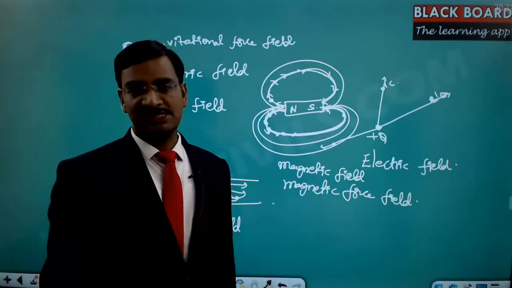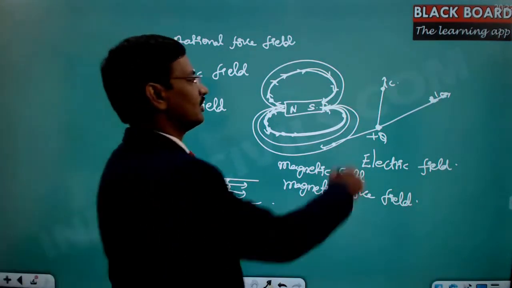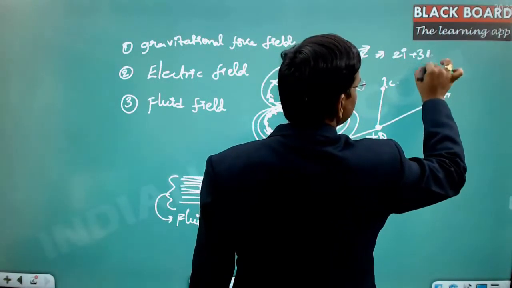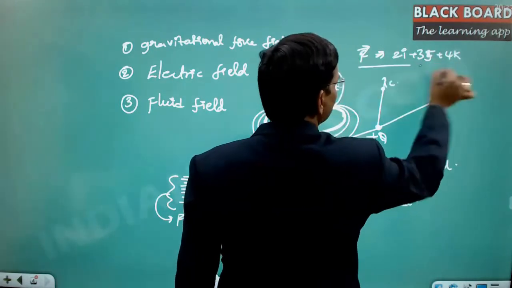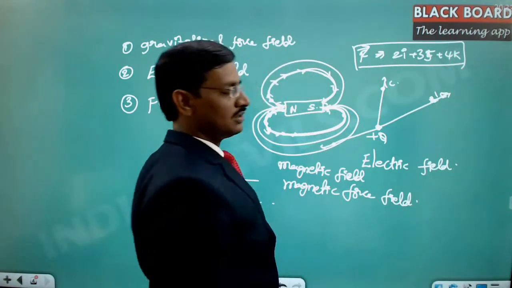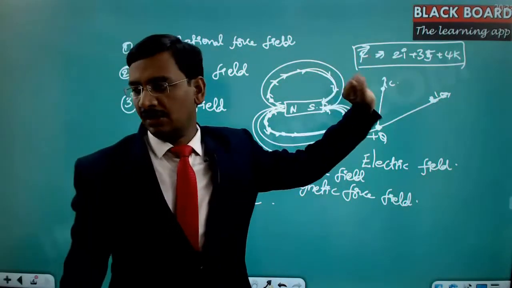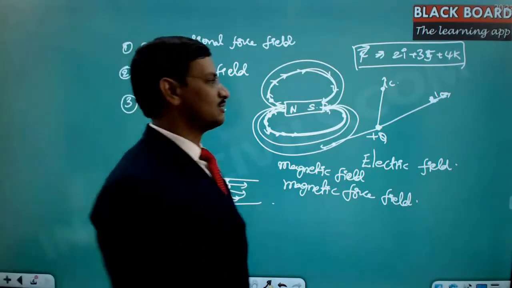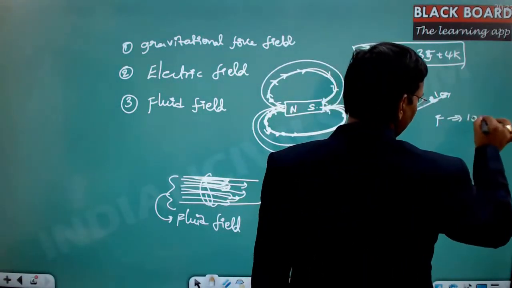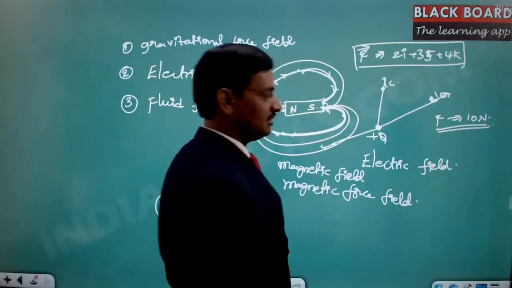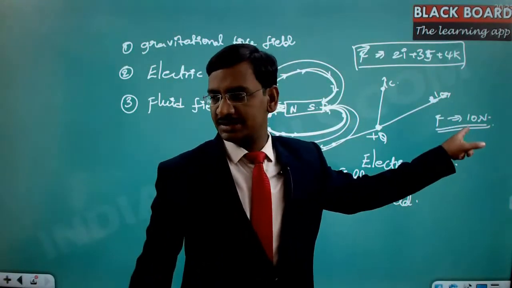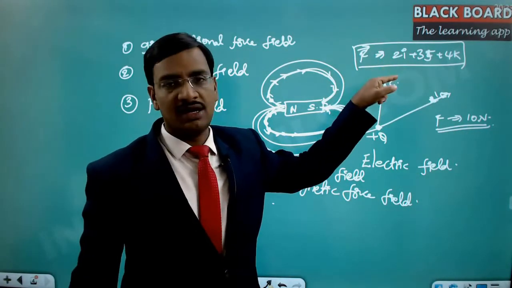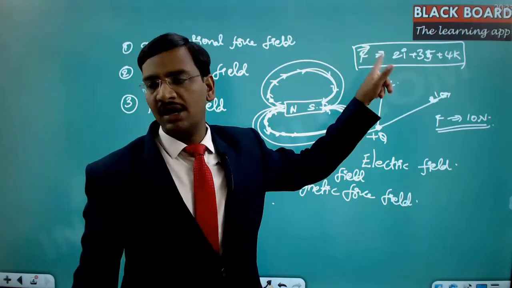Now, how do we express this field? Till now, whenever we talk about force, we used to express it as 2i plus 3j plus 4k. This is the magnitude and direction of the force, both comprehended in this particular vector. Initially, in 9th standard, we expressed the force as, say, a force of magnitude 10 newtons. We are not even talking about the direction at that early stage. Then at plus 2 stage, we talked about the force vector, which is expressed with the direction also included along with the magnitude.